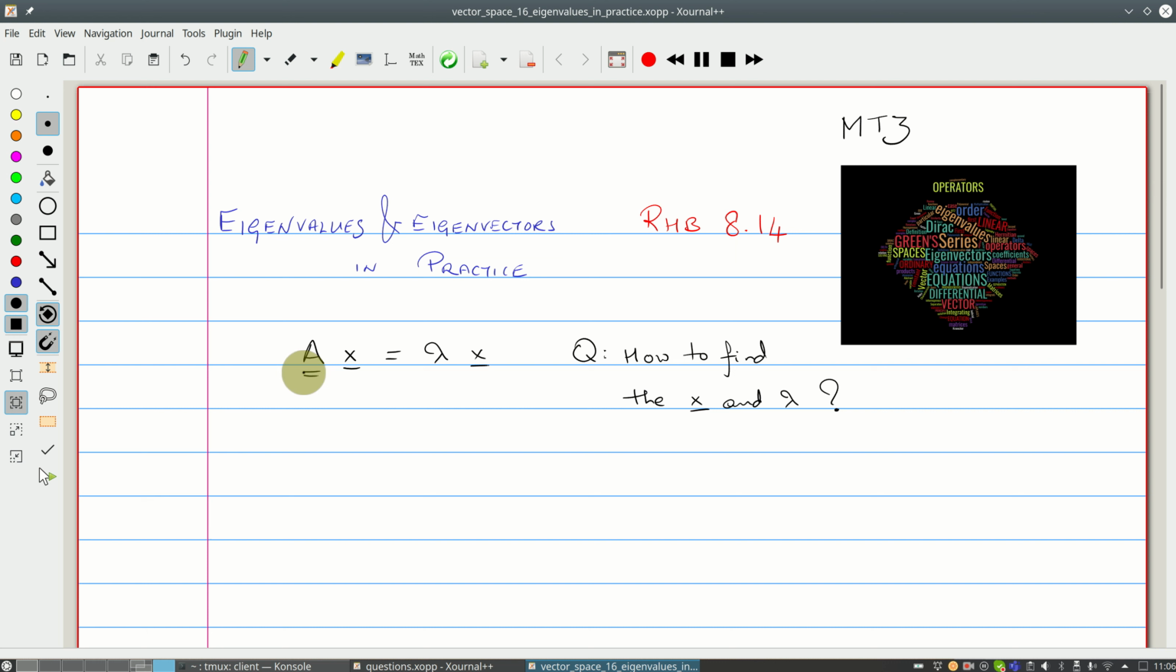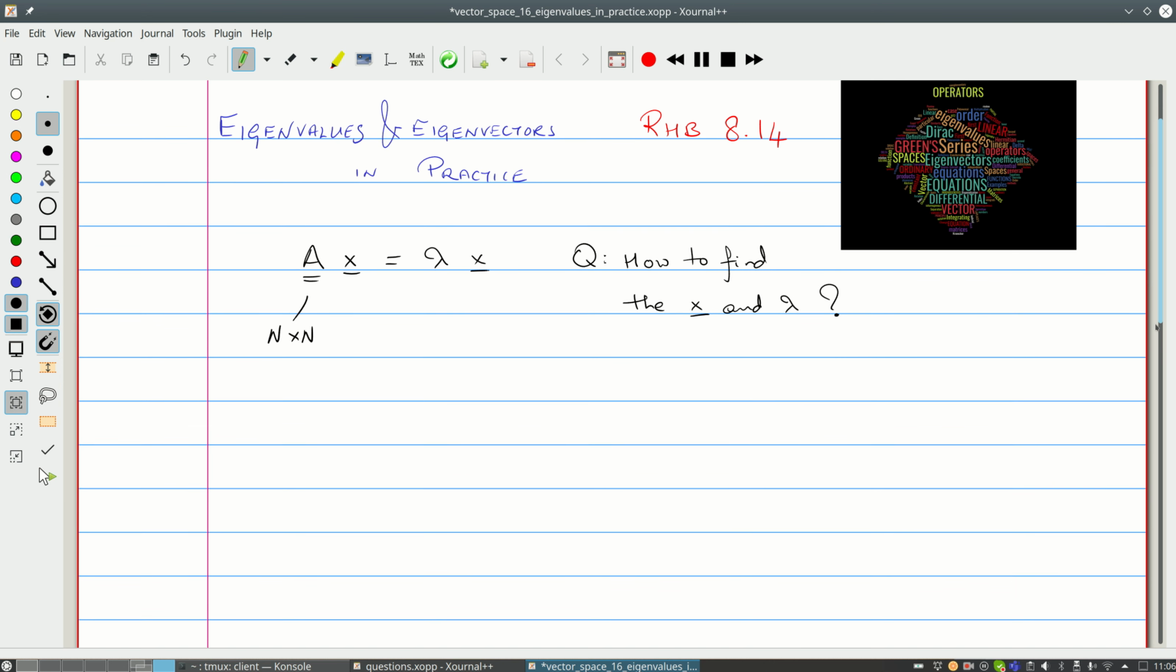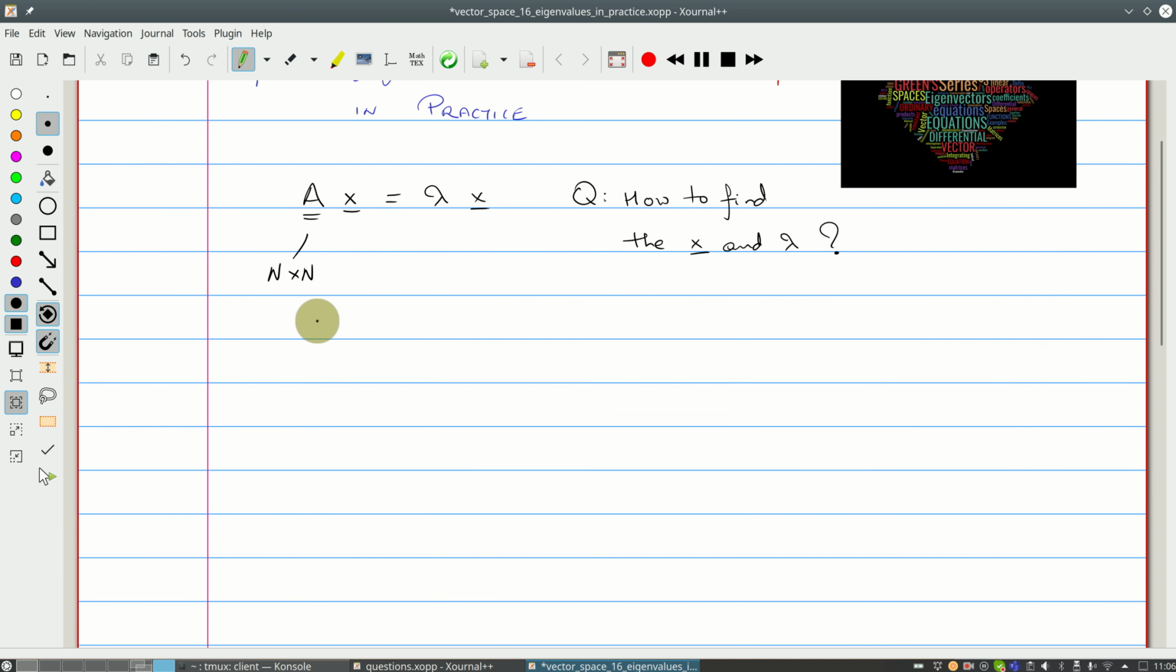Alright, so here's the statement of the problem. We've got an eigenvalue problem: matrix A, which is an n by n square matrix, times a vector x is equal to lambda times x. And the question is, how do we find the eigenvectors x? In general, there will be more than one of these, and the corresponding eigenvalues. Just to remind you of our notation, when we have more than one of these x and lambda, we will write it in this form. We index the eigenvectors with the subscript i and the eigenvalues with the subscript i. So this equation then takes this form.